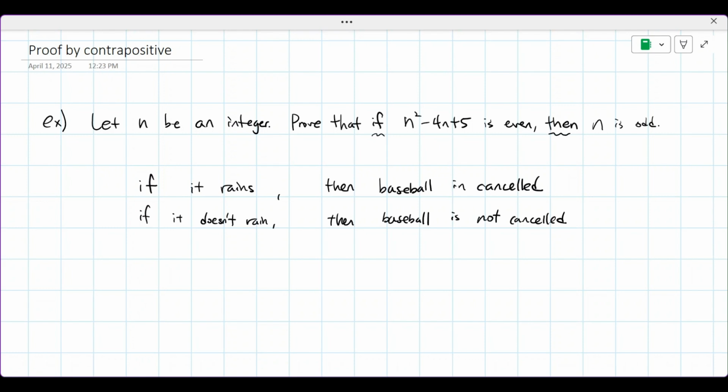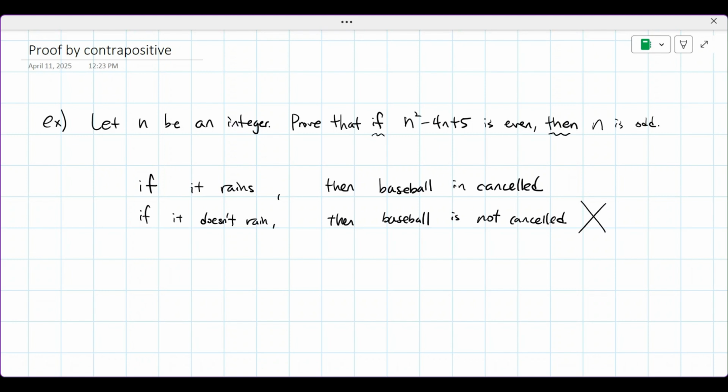Is this always true? Well, actually, no, right? If it rains, then baseball is canceled. It doesn't directly mean that if it doesn't rain, the baseball is not canceled. There could be other causes, so that even if it doesn't rain, the baseball game is canceled for another reason. Maybe there's another atmospheric disaster that we are dealing with. So that's not the right negative version of this statement.